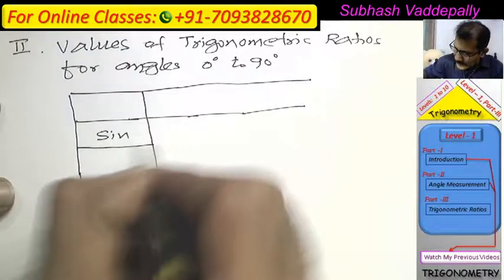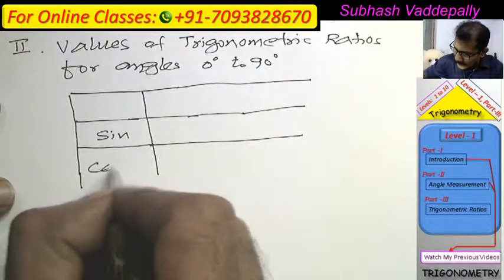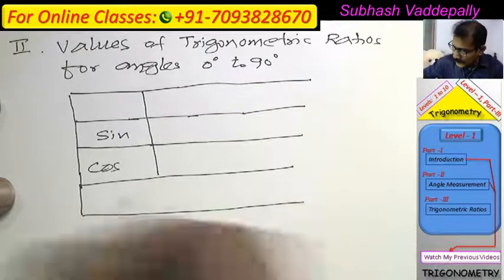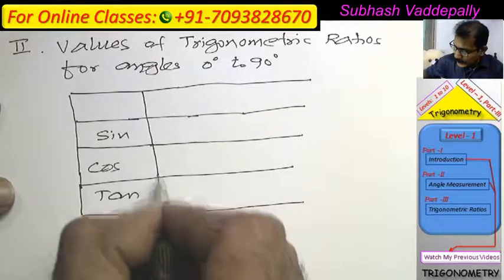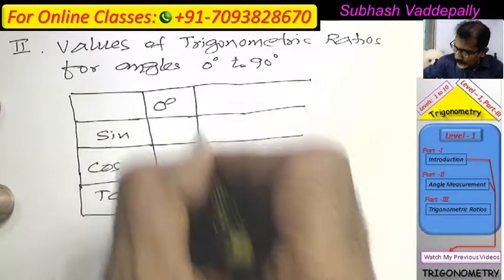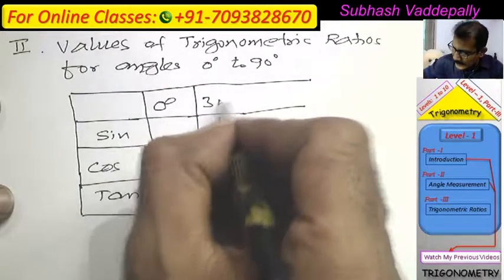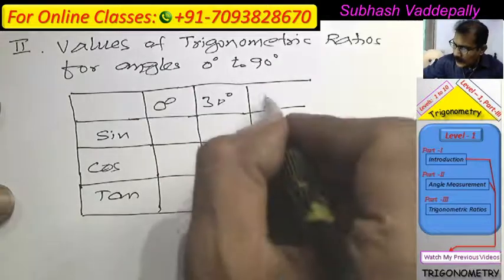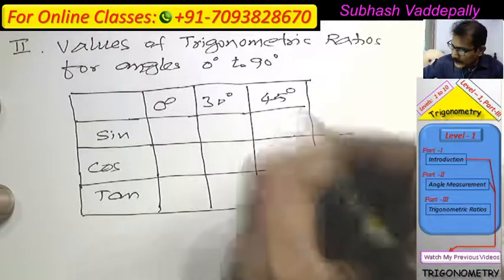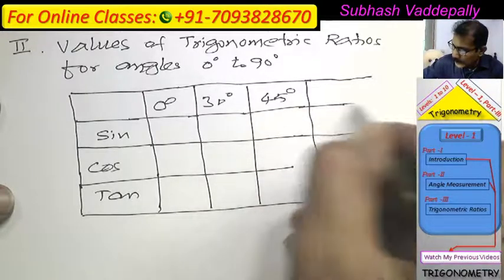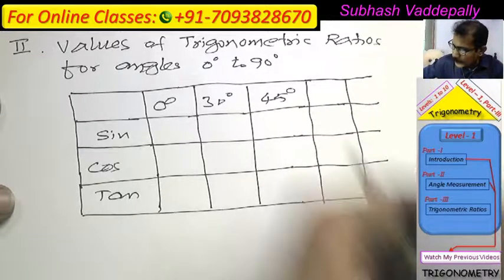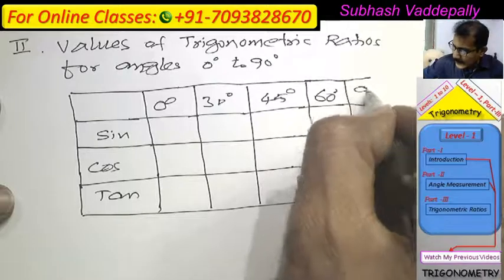This is for sine and cos, and then for tan. And here in columns I am taking one column for 0 degree, next 30 degree, 45 degree, 60 degree and 90 degrees.